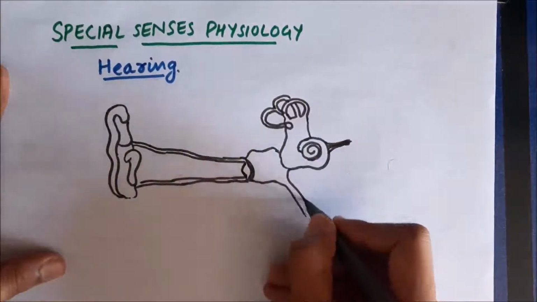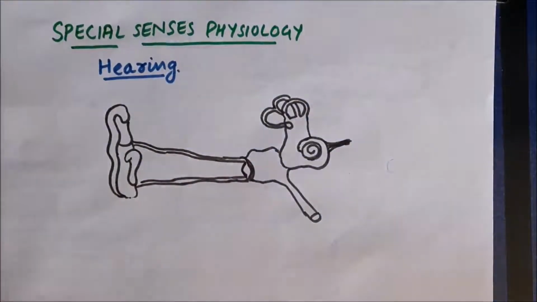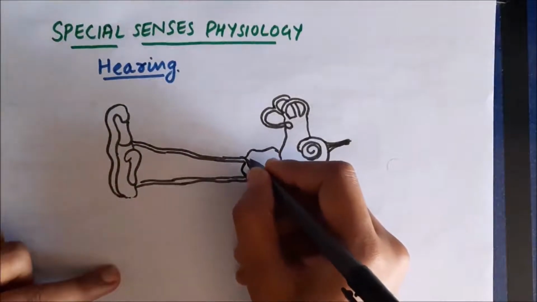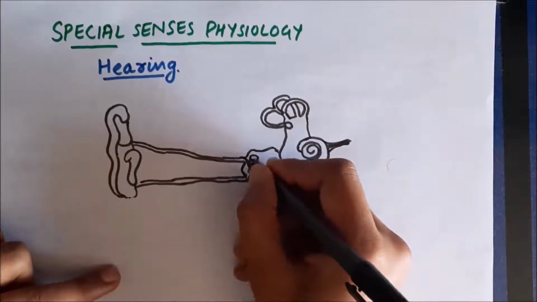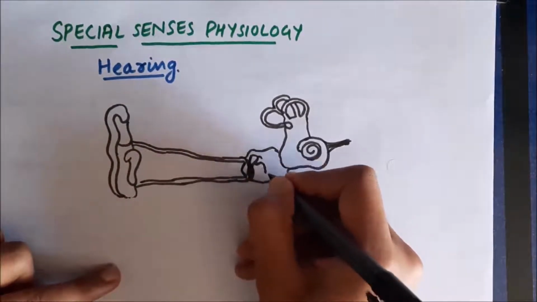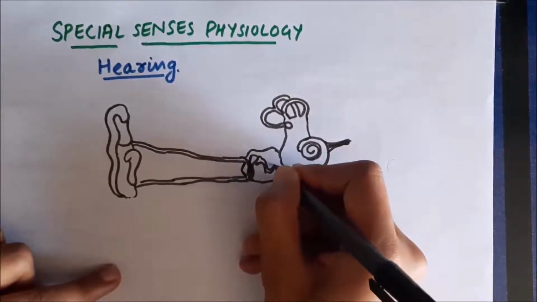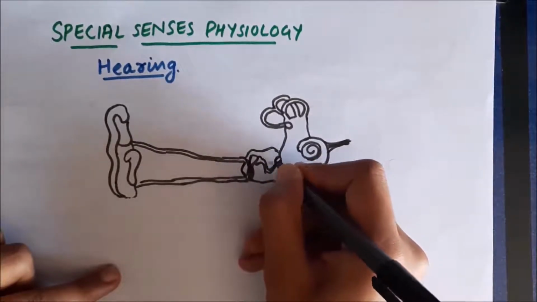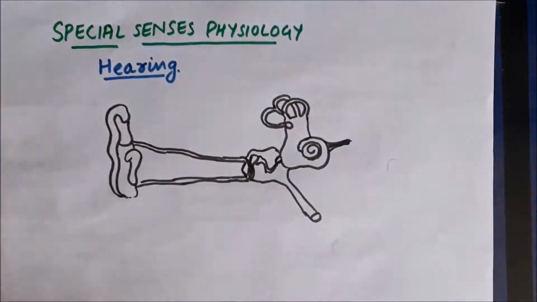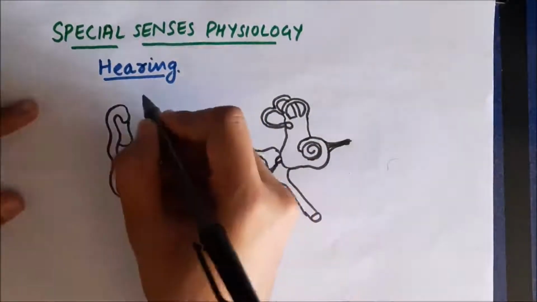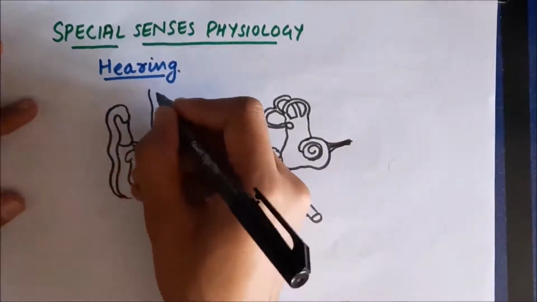Now between these two structures is the middle ear. The middle ear contains bones which are called ear ossicles. So this first ossicle is the malleus, which is attached to the tympanic membrane. The second ossicle is the incus, and it is attached to the stapes. The third ossicle is the stapes. Now the stapes opens into the inner ear through the oval window.